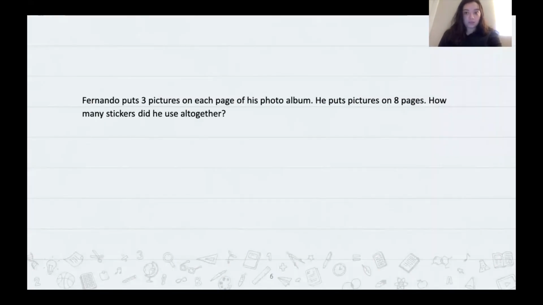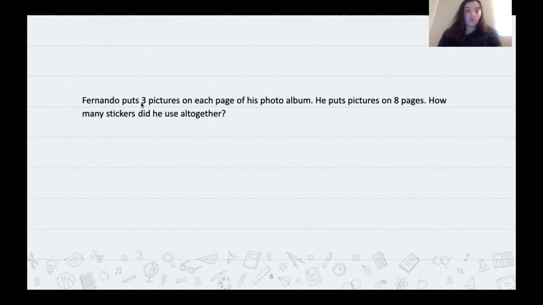All right, so this next one, we're going to read it out loud. Fernando puts 3 pictures on each page of his photo album. He puts pictures on 8 pages. So how many stickers did he use all together? So first thing we're going to do, highlight our information.